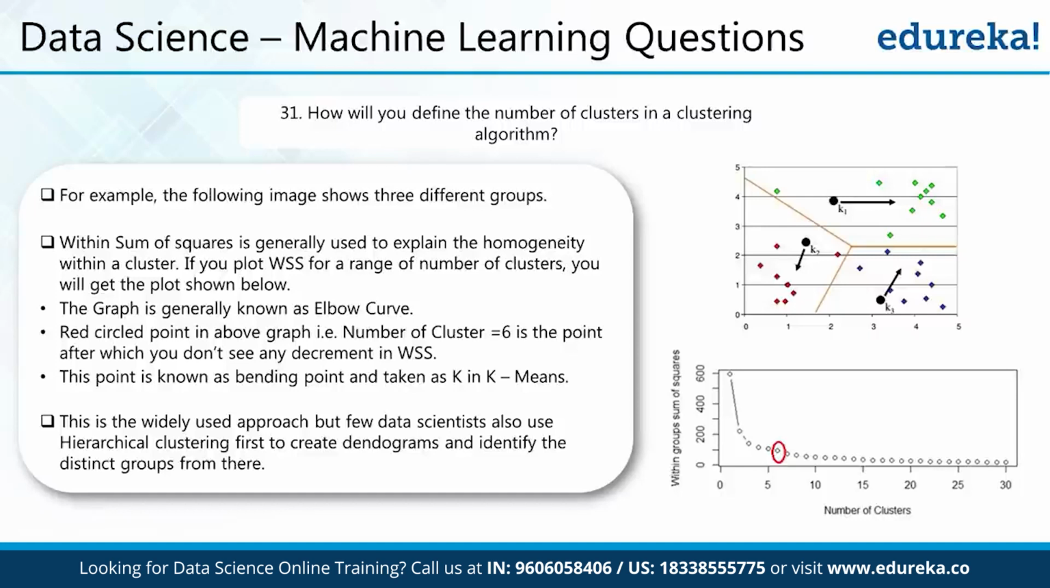You can see here the x-axis is the number of clusters and your y-axis is your within-group sum of squares. And at one point you can see there is a sharp dip here, and after this point, which is circled in red, the value almost saturates. So this I can use as the appropriate value of k. So the value of k can be 6 in this case.